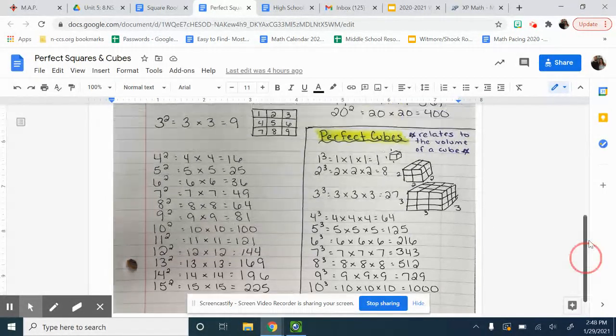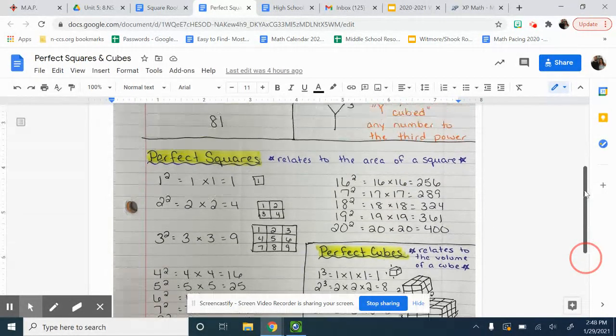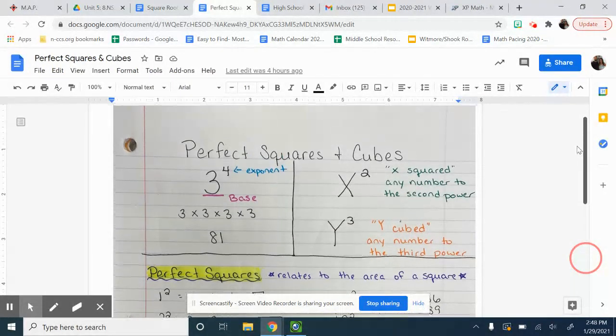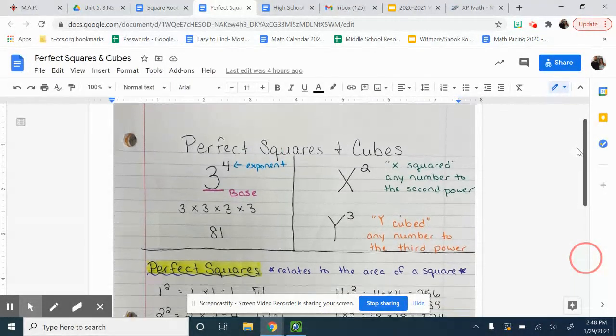So these are our perfect squares and our perfect cubes. And we'll come back to these later in the week as we look at square roots and cube roots as well.